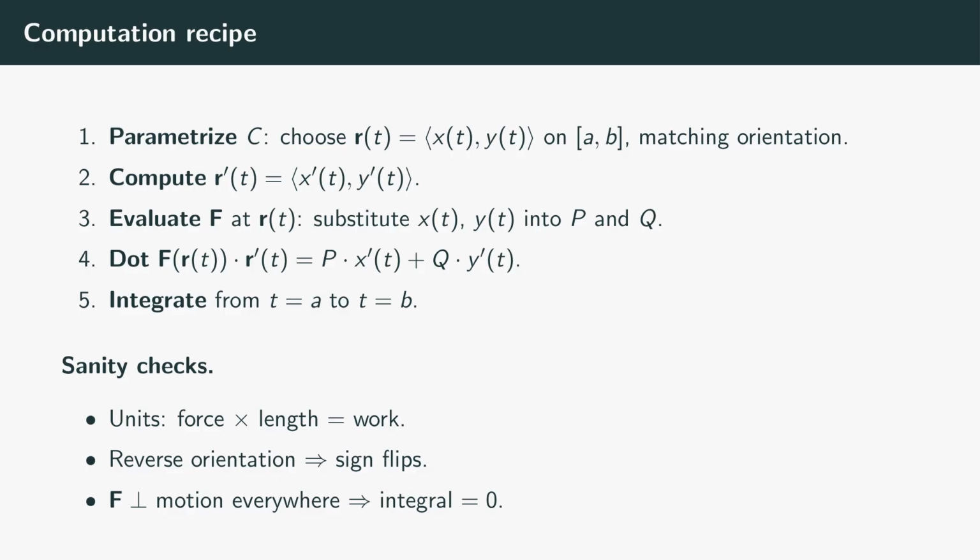Cheap sanity checks. Units should be force times length, which is energy. Reversing the orientation must flip the sign. If you can see geometrically that f is perpendicular to the curve everywhere, the integral is 0 before you compute anything. These three checks catch most arithmetic disasters.